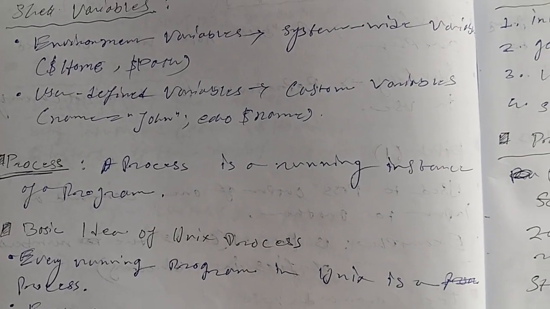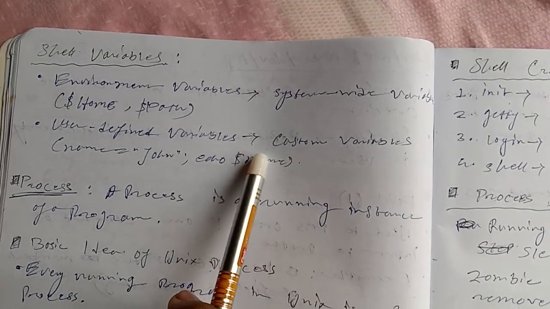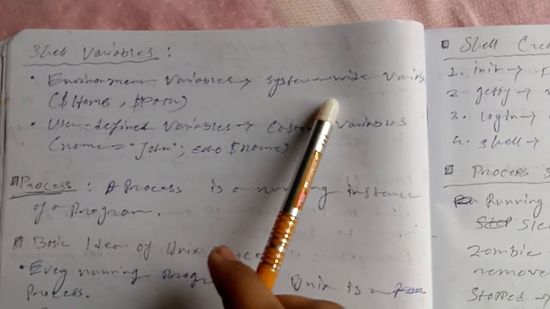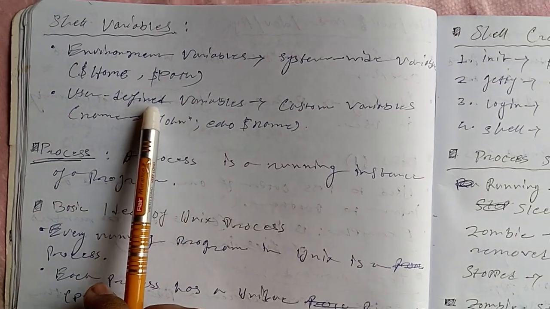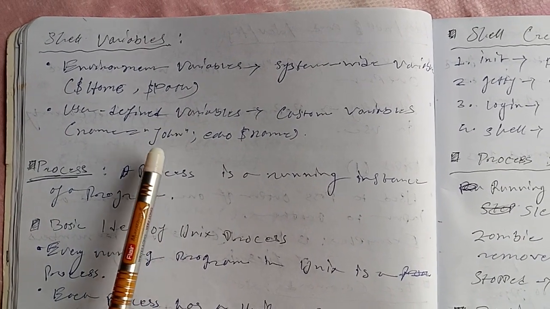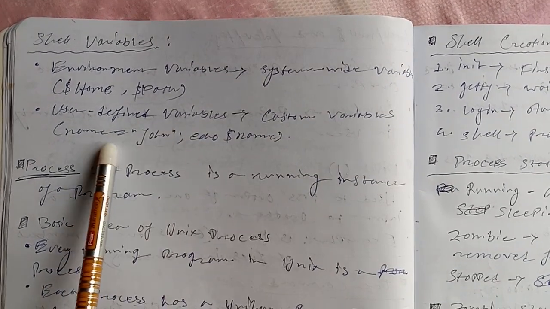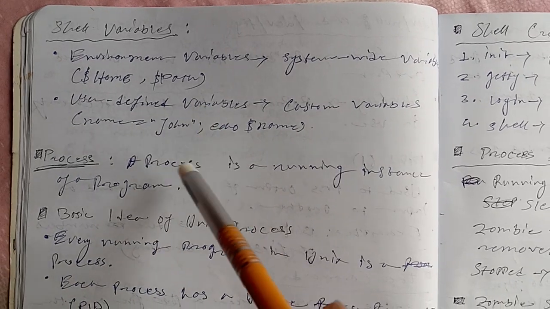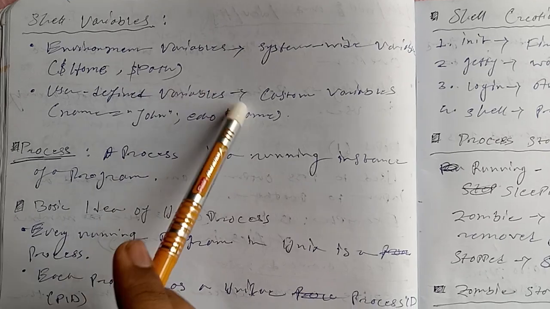Yes, so let's go. In shell variables, we have environment variables. Environment variables are system-wide variables like $HOME and $PATH. Then we have user-defined variables. They are custom variable names given by the users and developers, unlike the environment variables.